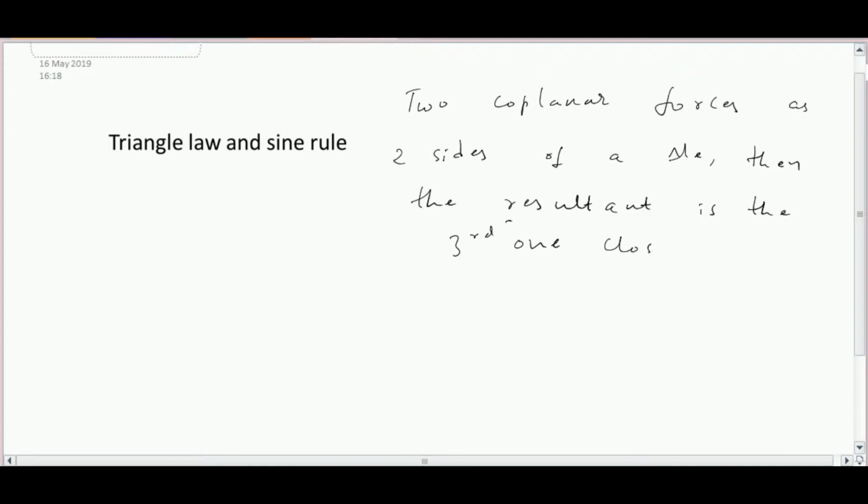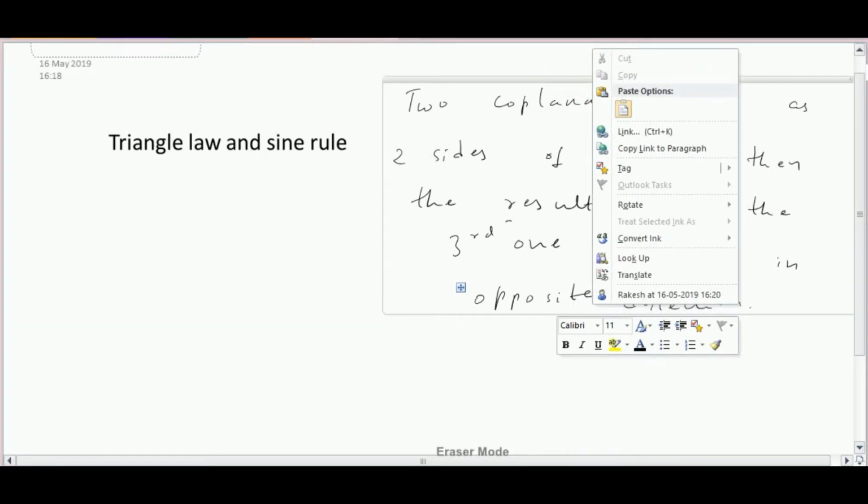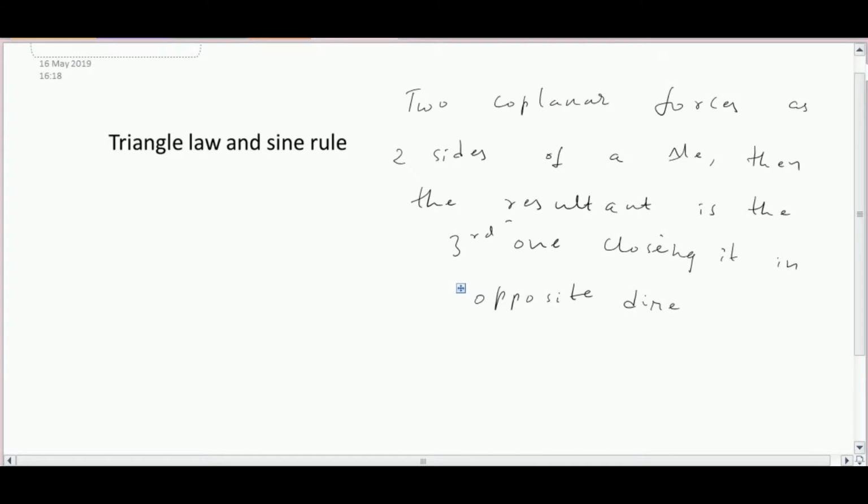When two coplanar forces are acting as the two sides of the triangle, then the resultant is the one which is closing the triangle in the opposite direction. That means initially there are two forces which are acting as the two sides of the triangle in the same direction. I'll draw the figure.